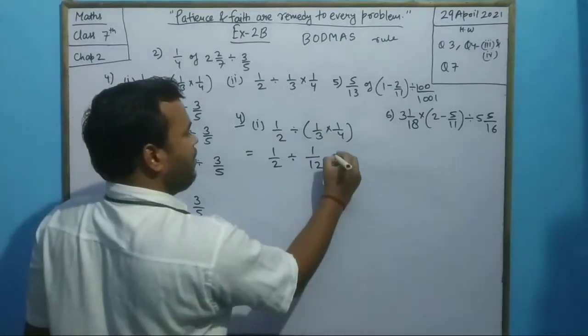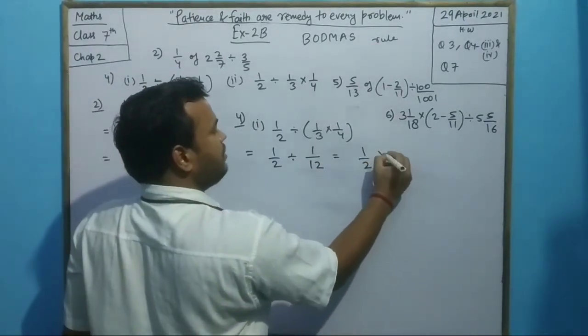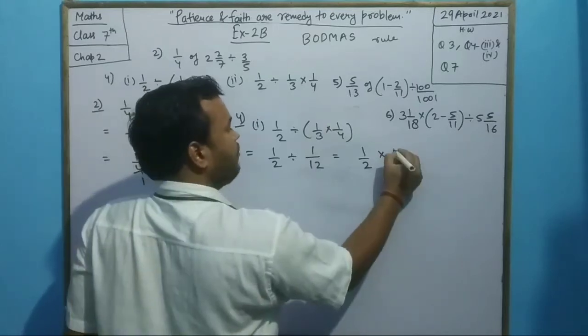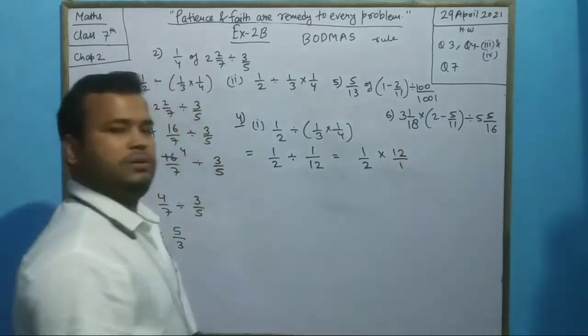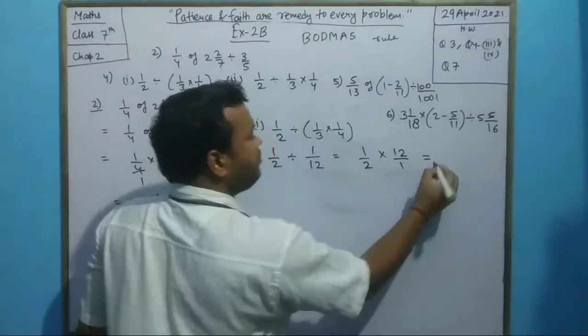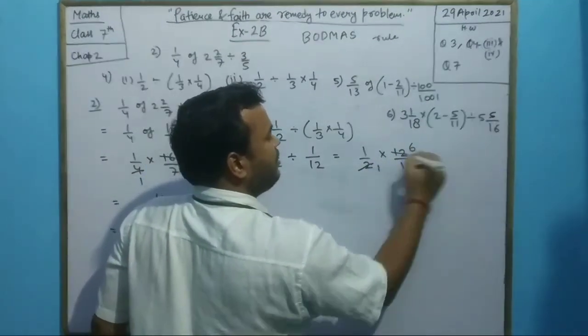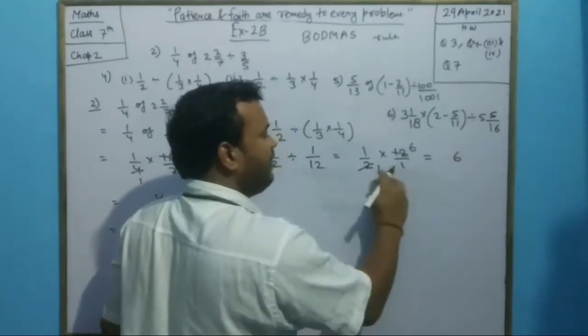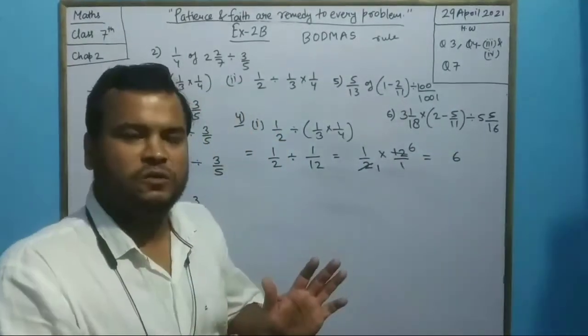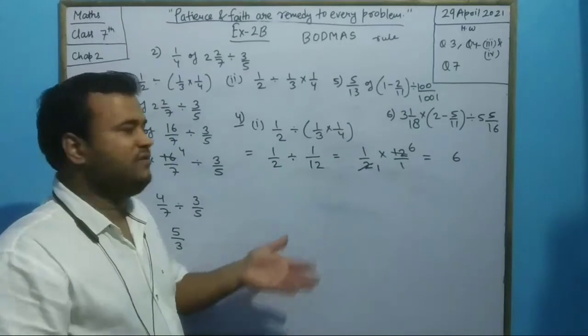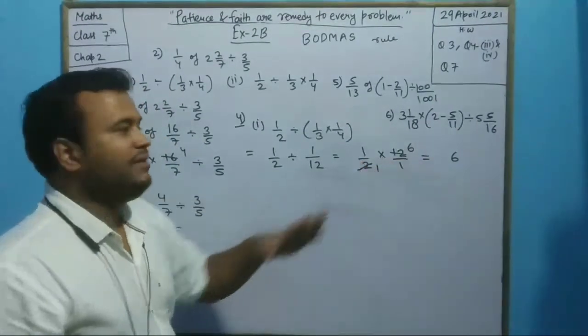Now again, this division converts to multiplication. What happens? We will take the reciprocal. Now, is there anything common? Yeah, there is something common: 2 into 1, 2 6s are 12, 6 into 1, 6, and 6 upon 1. We just don't need to write the denominator, that is 1. So the answer will be 6.